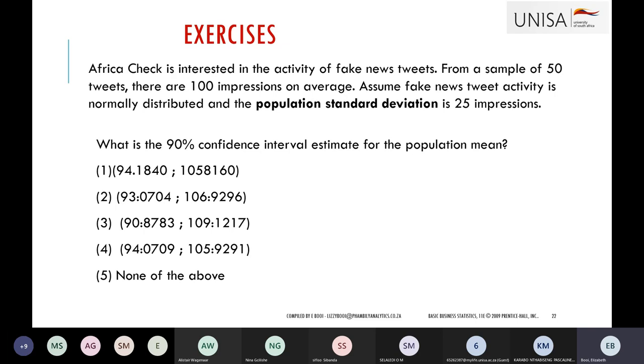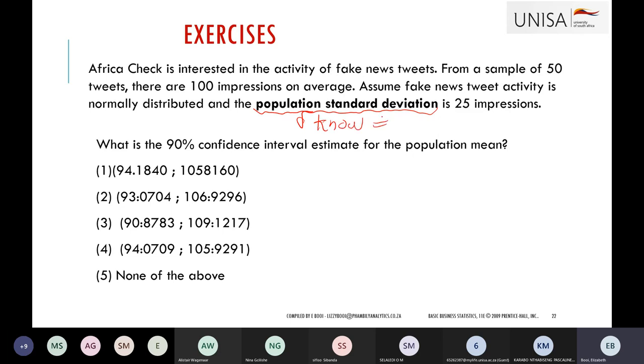Africa Check is interested in the activities of fake news tweets. From a sample of 50 tweets, there are 100 impressions on average. Assume fake news tweets activity is normally distributed and the population standard deviation is 25 impressions. Keyword, it's even highlighted in bold: population standard deviation. So we know that the population standard deviation is known.